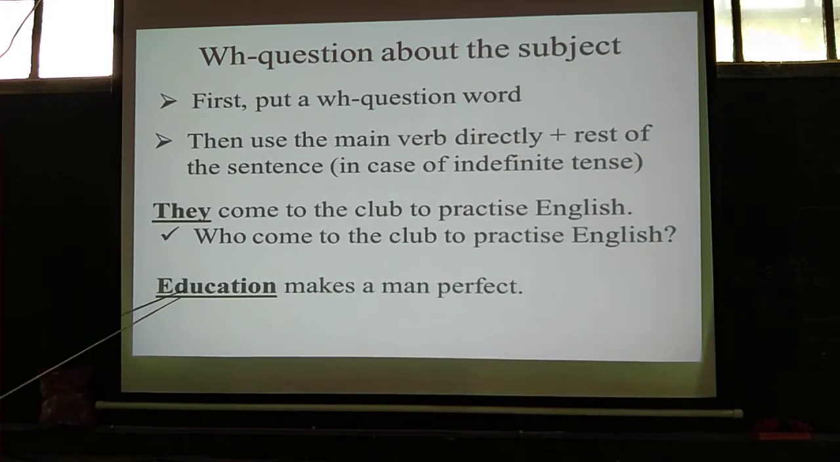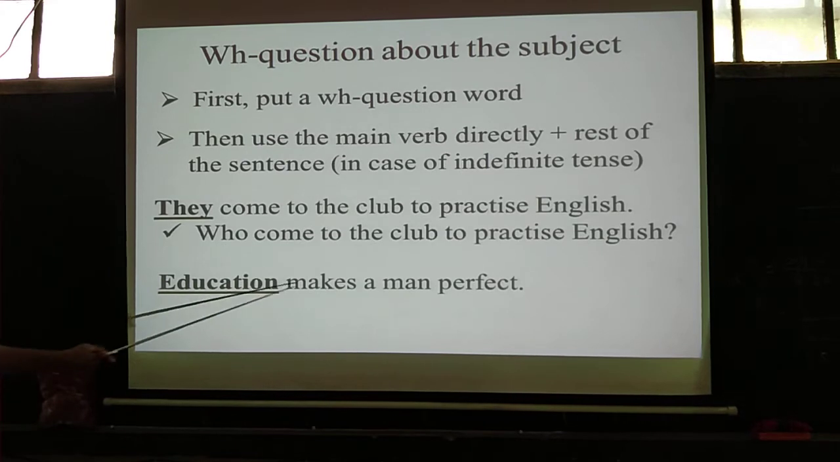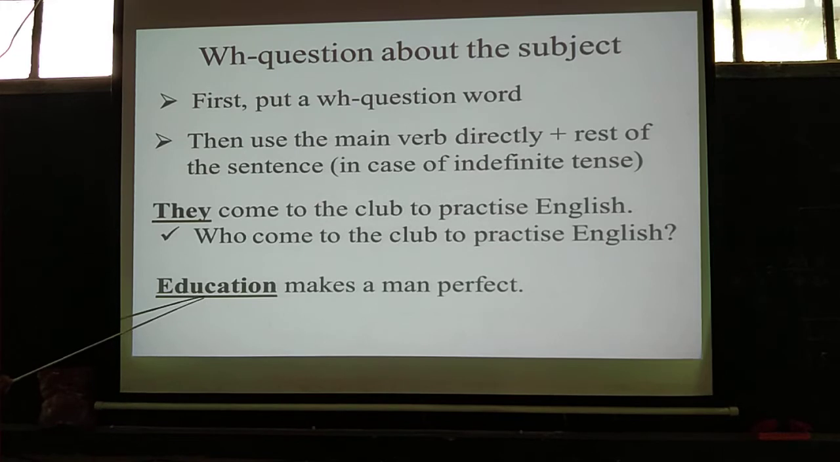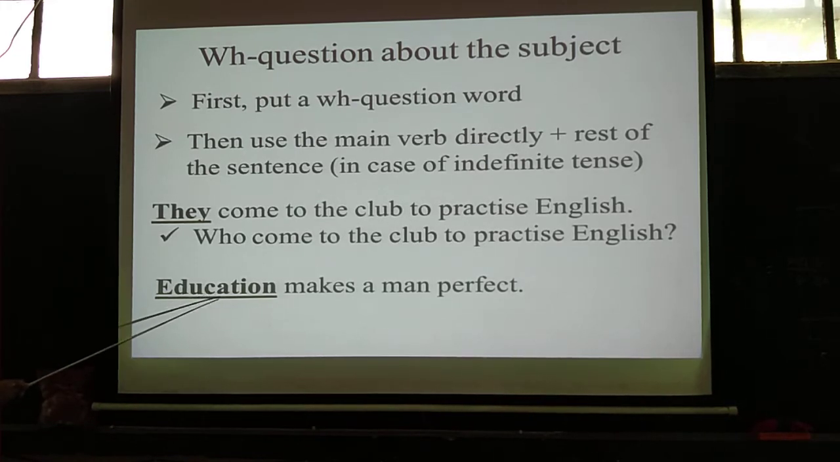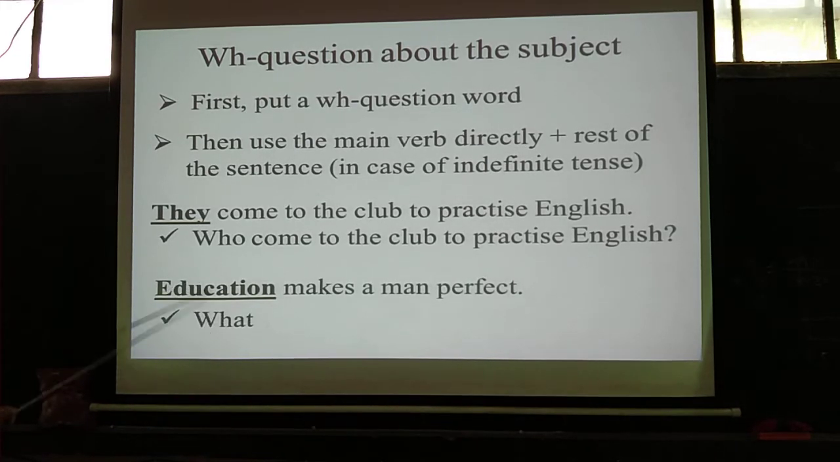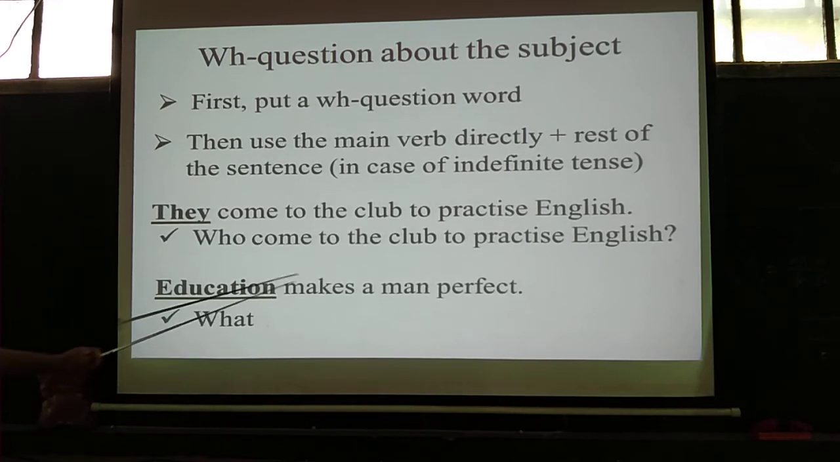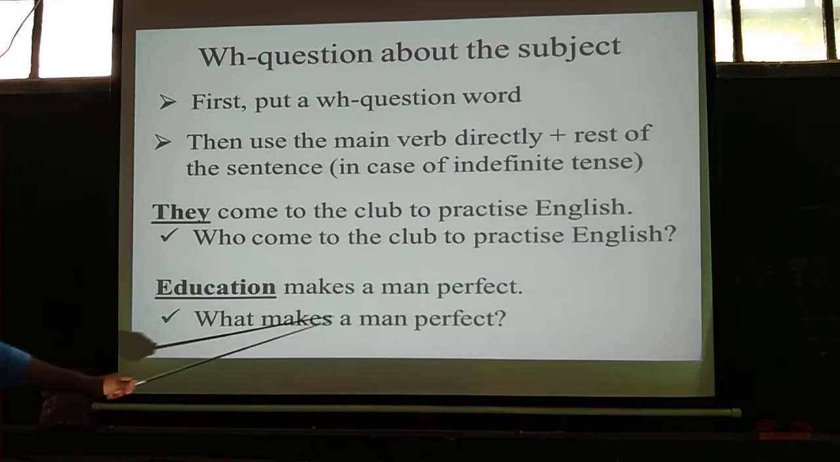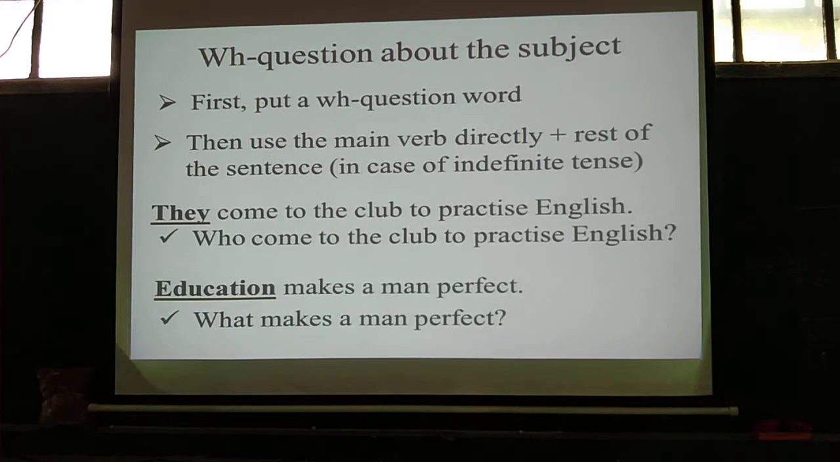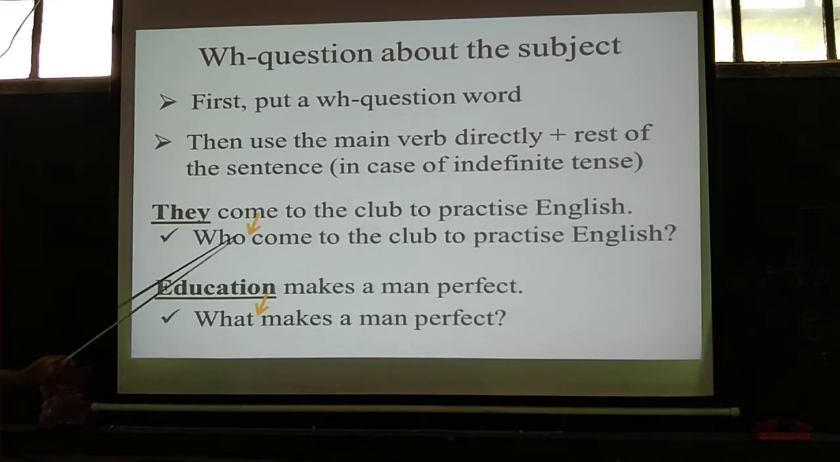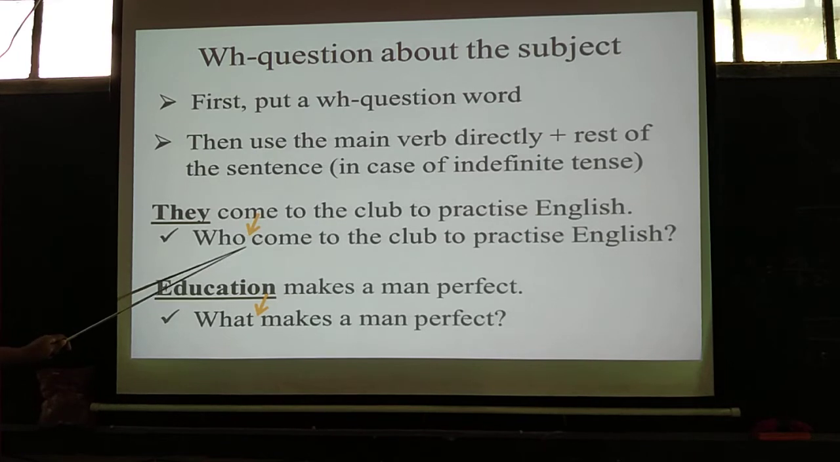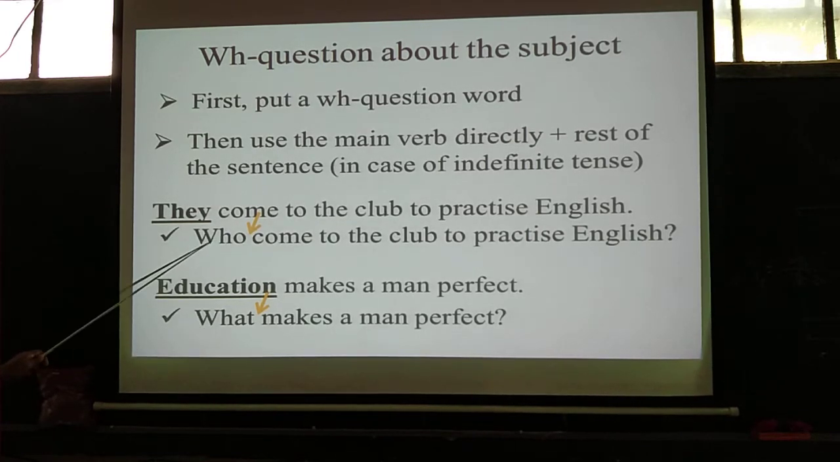Again, here is another example. Education makes a man perfect. Education, it's an idea, or we can say it's a thought. So what will be our WH question word? We can use what here, and then the main verb and the rest part of the sentence. What makes a man perfect? Look carefully. Here we have not used any auxiliary verb or helping verb after the WH question word.